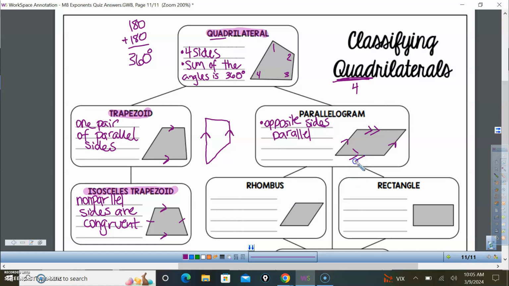So on my second set, I'm going to put two arrows to indicate that those are parallel. So opposite sides are parallel to each other. And because those opposite sides are parallel, those opposite sides are also congruent, meaning they are also equal to each other.